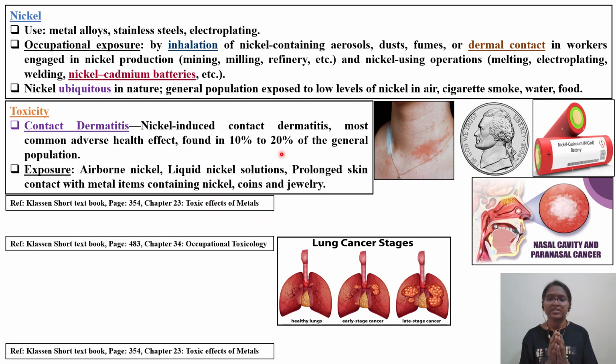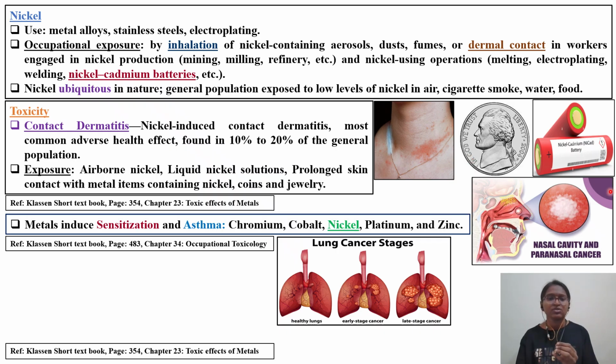Exposure is through air, as I told you, a small quantity is present in the air. Liquid nickel solutions and prolonged skin contact are other sources. Another source is metal coins as well as jewelry. Whenever you are wearing any jewelry which is made up of nickel, or earlier, in ancient times, there were nickel coins, these were also sources of exposure causing contact dermatitis. As I told you, these metals will cause sensitization and also lead to asthma. It has been discussed under occupational toxicology, about nickel causing sensitization and asthma.